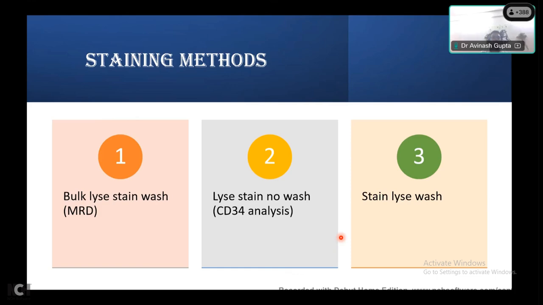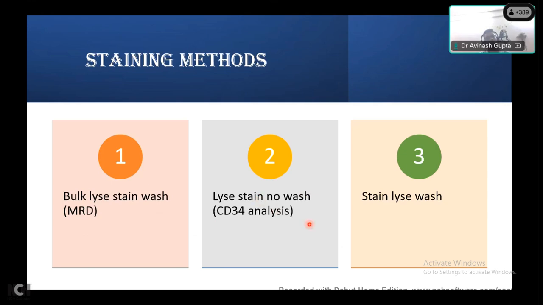After that, you have to choose your staining method. There are various staining methods, and most people use one of these 3 methods. First is the lyse-wash-stain method, which we mostly use for MRD. After taking the cell count, we lyse the sample because we don't need RBC; our target population is WBC. We lyse the RBC with an ammonium chloride based solution, then centrifuge, wash it, and then stain it with the cocktail of antibodies.